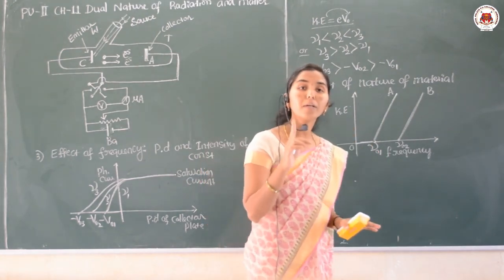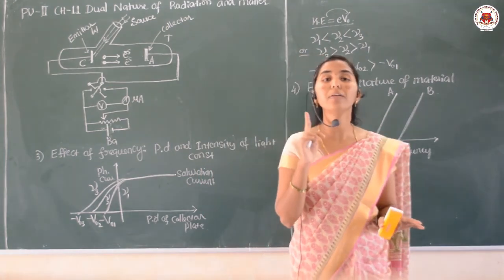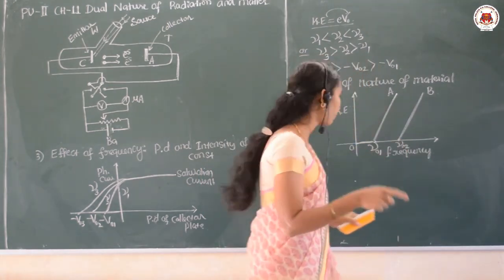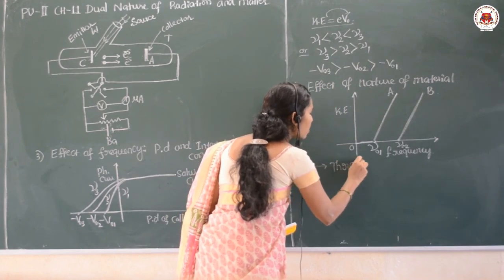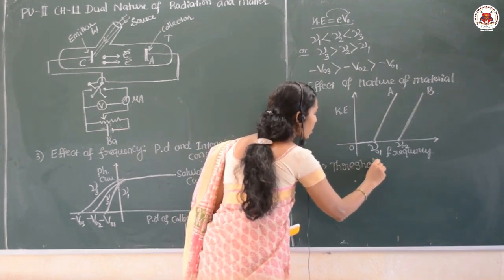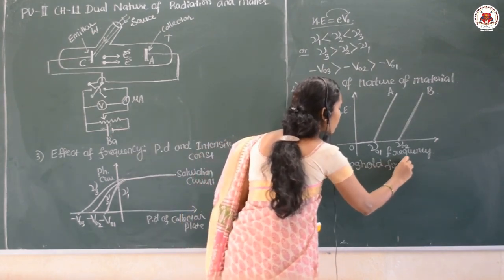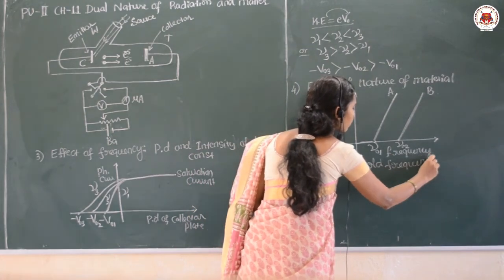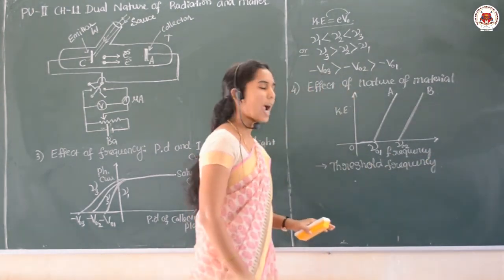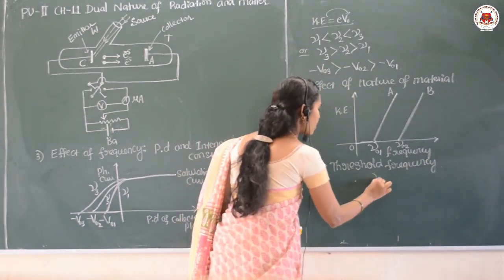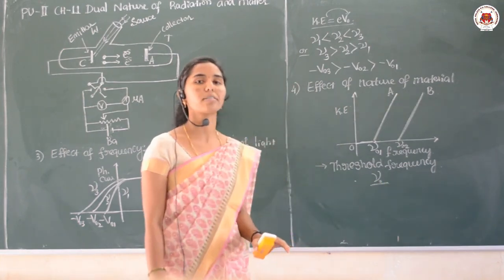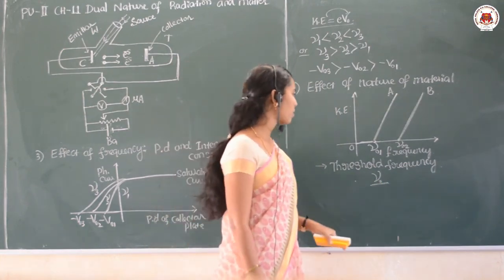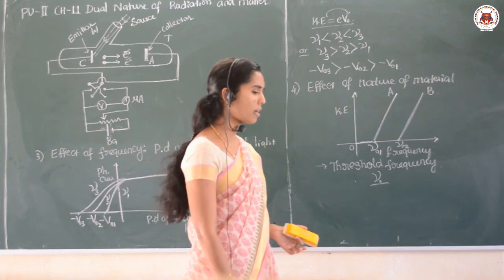But every metal has a particular minimum frequency. Remember, that minimum frequency is called the threshold frequency. What is it called? Threshold frequency. Am I clear? And the threshold frequency is represented by the letter nu naught. What is it? Nu naught.